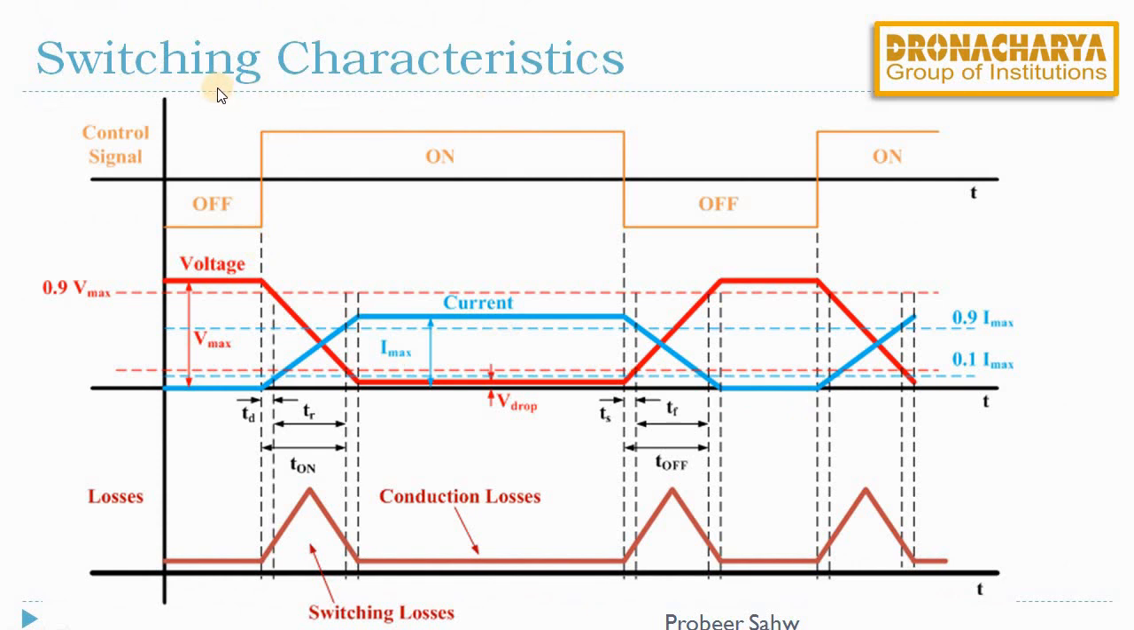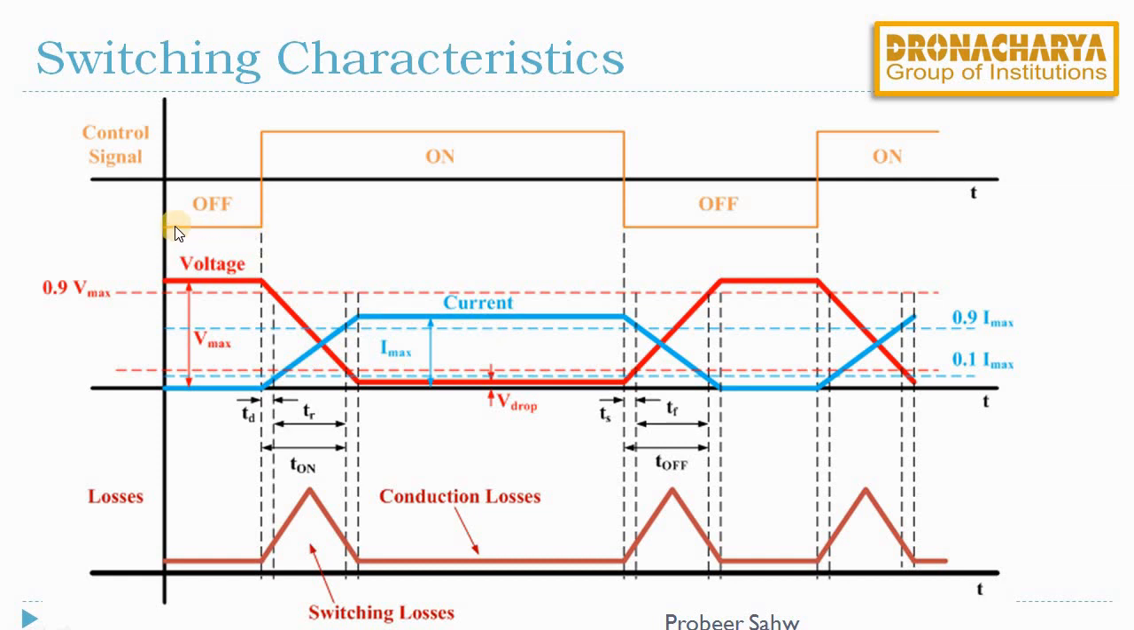Switching characteristics are drawn when a switch makes a transition from on to off state or off to on state. So to turn on the switch, we have this control signal, which is nothing but a positive gate pulse, and to turn off that switch, we provide a negative gate pulse. We can see the voltage across the switch drawn in this red line color and the current flowing through the switch in this blue line color.